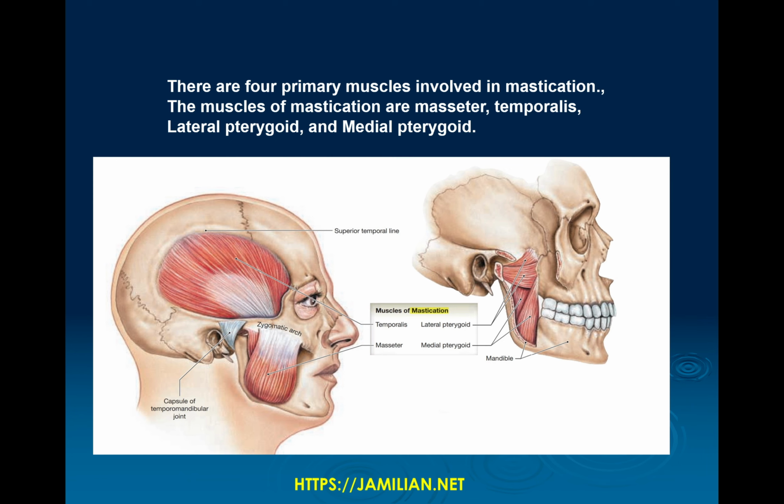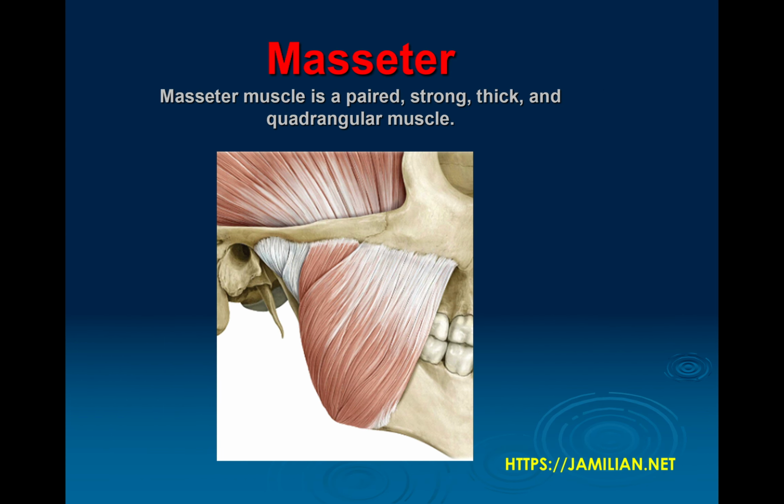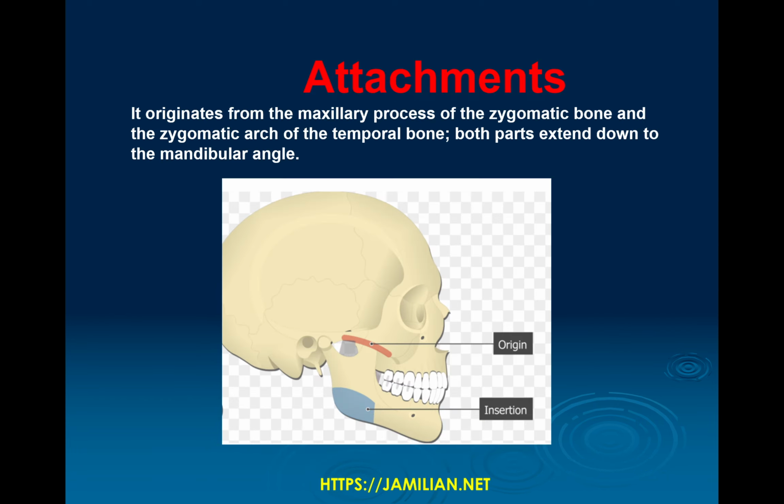As I said in the previous slide, there are four primary muscles involved in mastication: the masseter, temporalis, lateral pterygoid, and medial pterygoid. Masseter muscle is a paired, strong, thick, and quadrangular muscle. It originates from the zygomatic bone's maxillary process and the temporal bone's zygomatic arch. Both parts extend down to the mandibular angle.